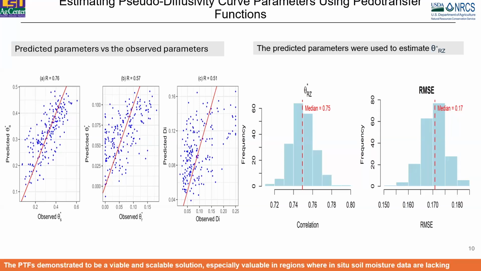When we predicted the parameters, we used them in the model to see whether we are able to estimate the root zone soil moisture dynamics that we want. The median correlation was 0.75, as compared to the model itself with a correlation of 0.8. So although the model itself has a higher correlation than with the predicted parameters, you can still rely on it in areas where you lack data to implement the model.